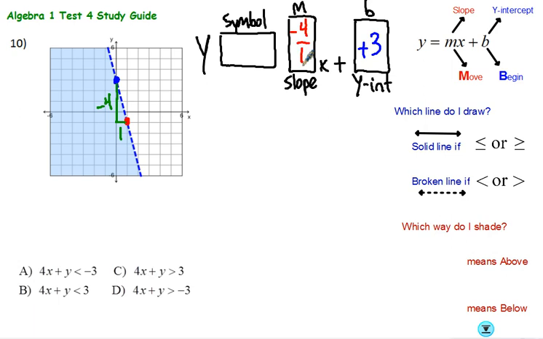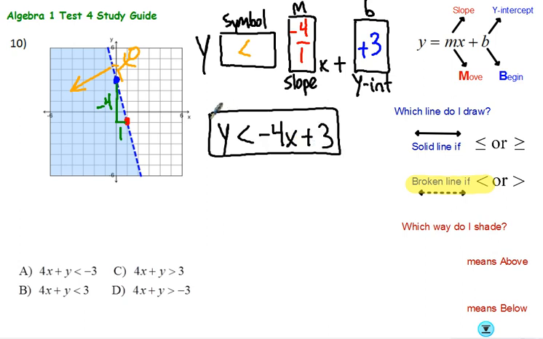And then let's figure out what the symbol would be. So here's homeboy here on the mountain. Where is it shaded? It is shaded below his feet. So below means less than. And then let's figure out solid or broken. Well, just look at it. It's broken. So we know that if it's broken, then that would be just a less than with no little line underneath it. So let's clean that up. Y less than negative 4x plus 3.